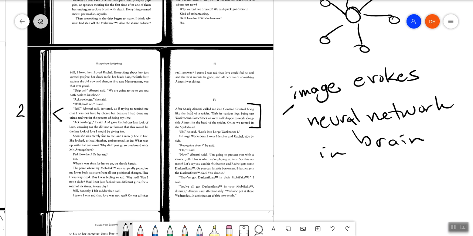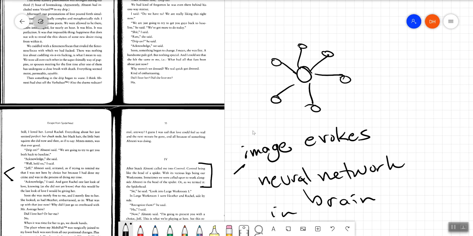Now, he mentions this thing here, okay? He says, "After snack, Abnesti called me to control, being like the head of a spider." Now we know where the title comes from, "with its various legs being our workrooms. Sometimes we were called upon to work alongside Abnesti in the head of the spider, or as we termed it, the spider head." Now, why is this important?